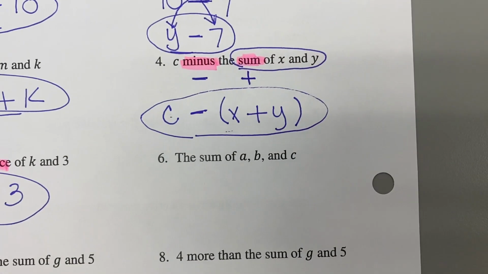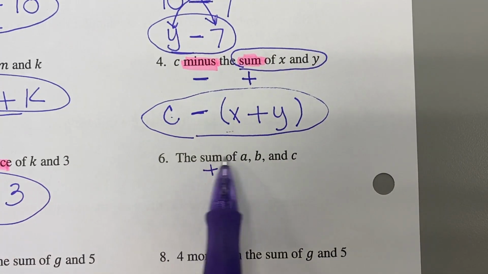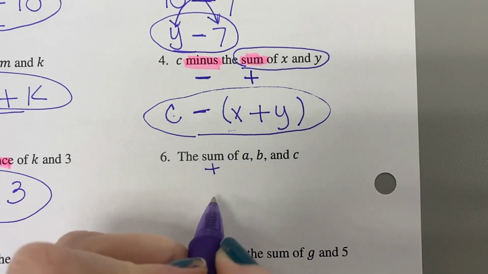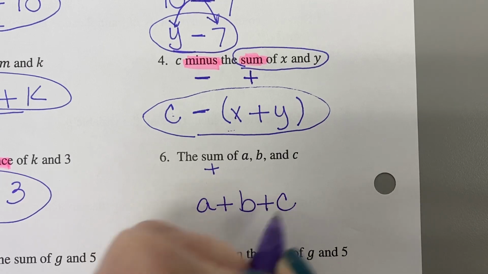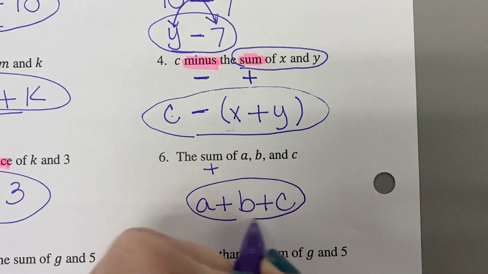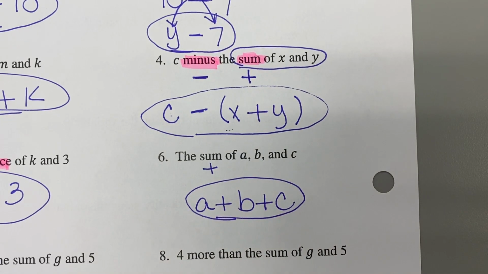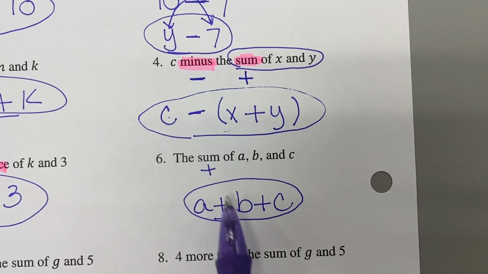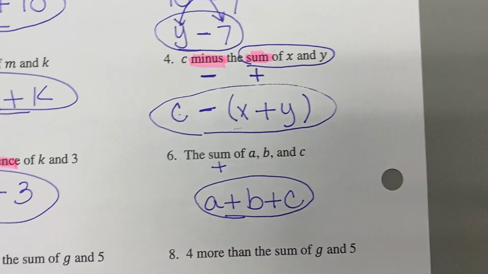Number 6. The sum, we know that's addition. The sum of A, B, and C. A plus B plus C would be the sum of A, B, and C. And again, order doesn't matter because it's addition, which is commutative, but just because of the way it was presented, I'll just put it in that order.